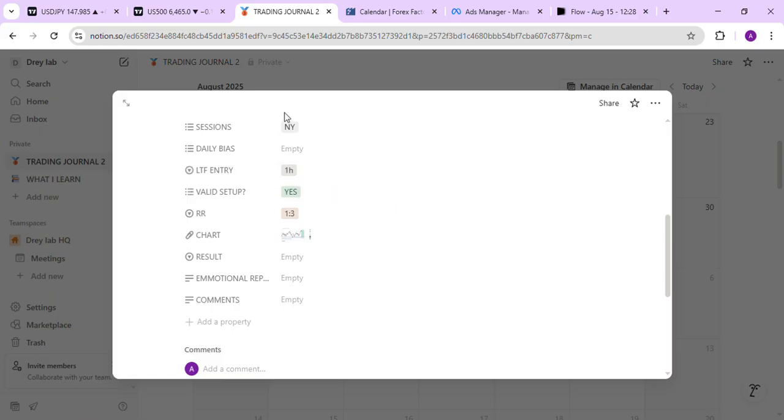You can go to notion.com or download Notion. This is the Notion. You can download it on your phone, then watch how you can set it up to suit how you trade.